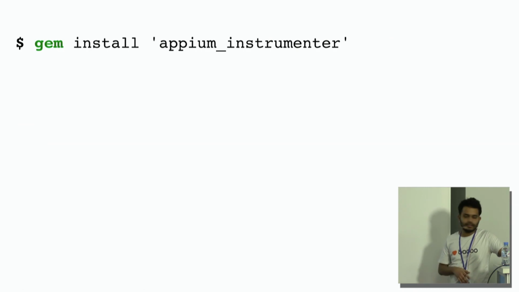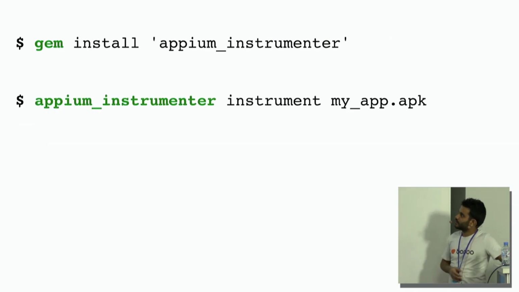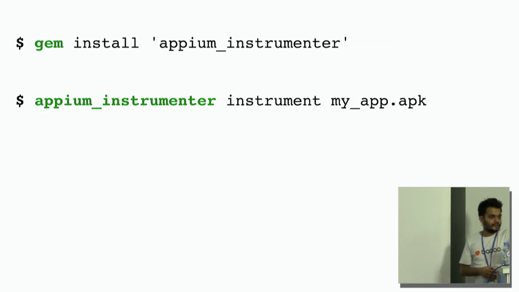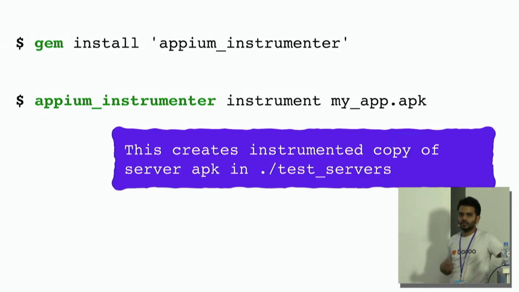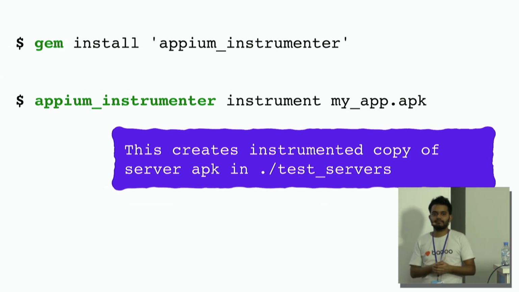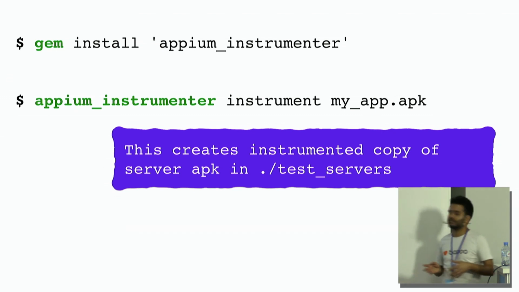The code is very simple, and can be created in any other client, but because we are using Ruby, it's in Ruby. So you just install the gem, run this command, appium instrumenter instrument my application under test, and it basically does two things. It creates another copy of the merged APK, which is signed with our keystore, and also the target instrumentation package points to our application under test.